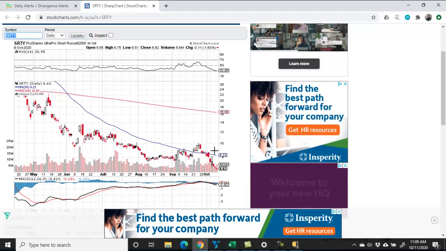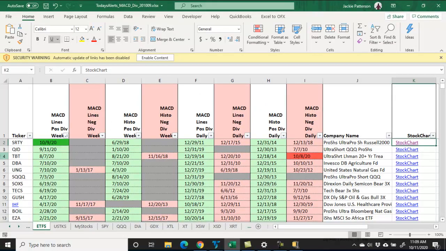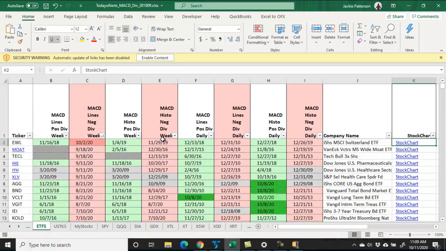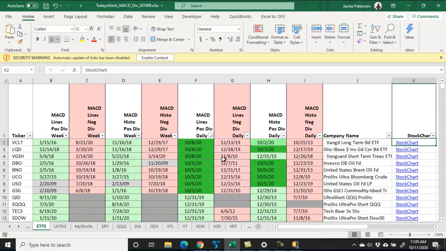Okay, so coming back to the spreadsheet here, we can look at the various different ETFs. And we can see this week there were no weekly chart MACD negative divergences for ETFs. There were, however, some daily chart positive divergences recently. So you can see, these tend to be the commodity funds taking off. And we can also have a look at daily chart negative divergences.